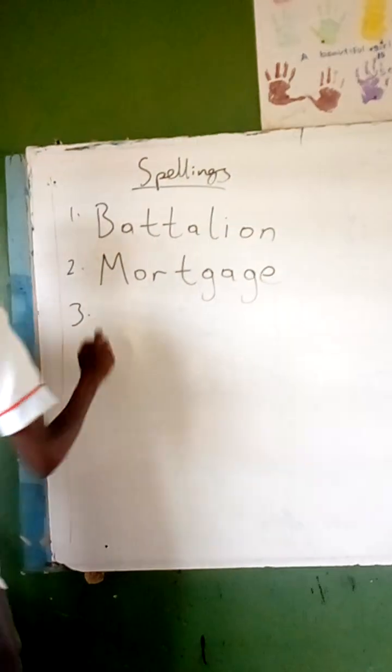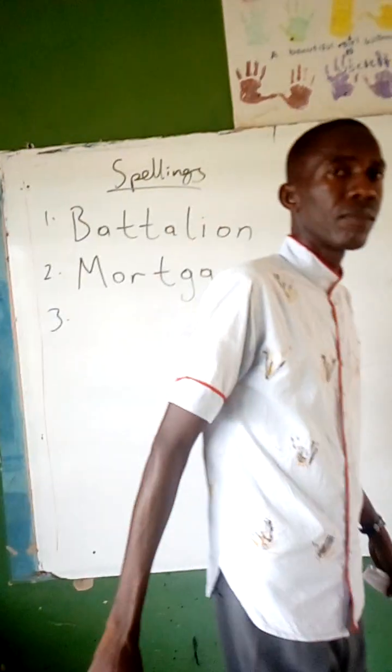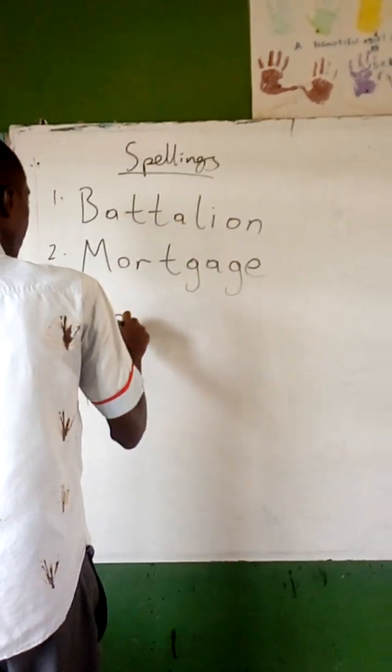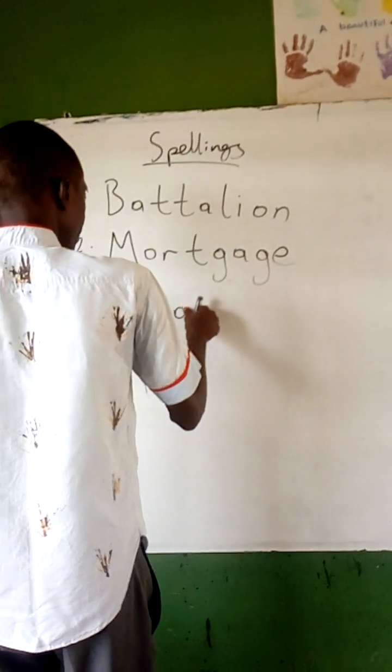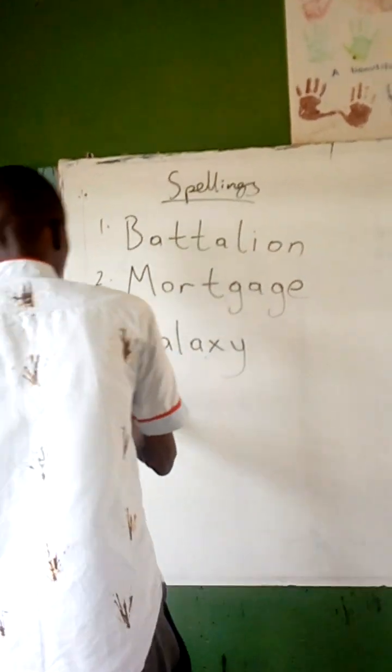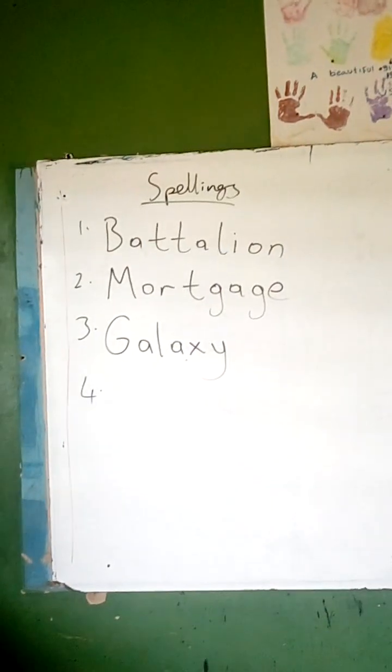Now, the next one is galaxy. Spell galaxy. G-A-L-A-X-Y. Very good. Galaxy. G-A-L-A-X-Y. Galaxy.